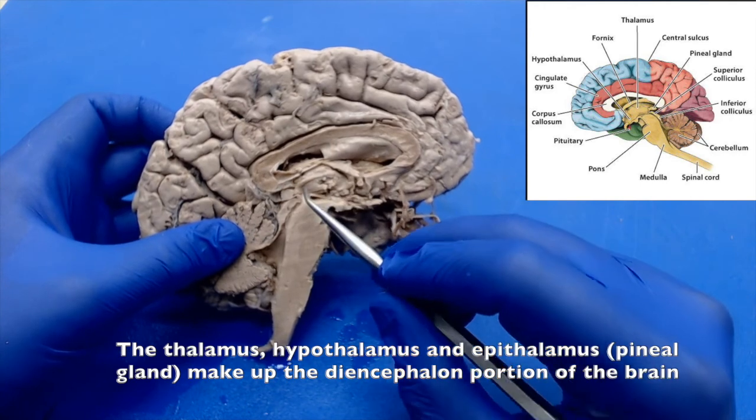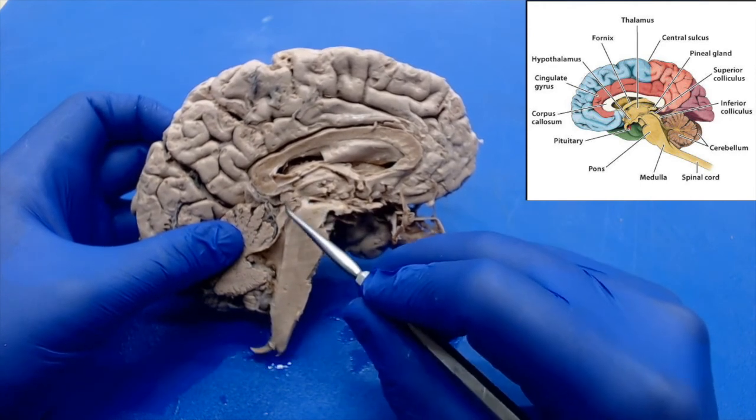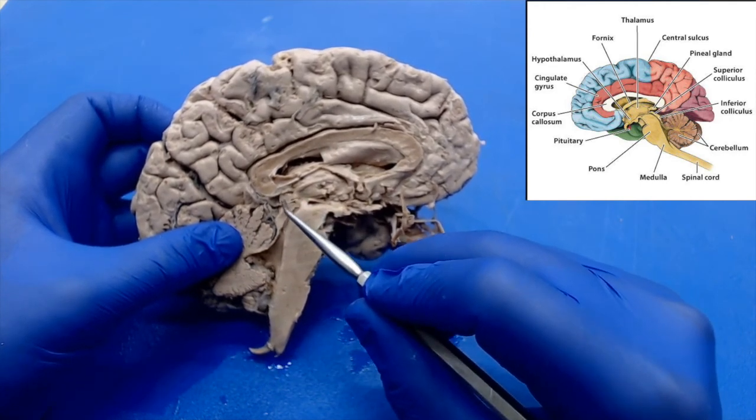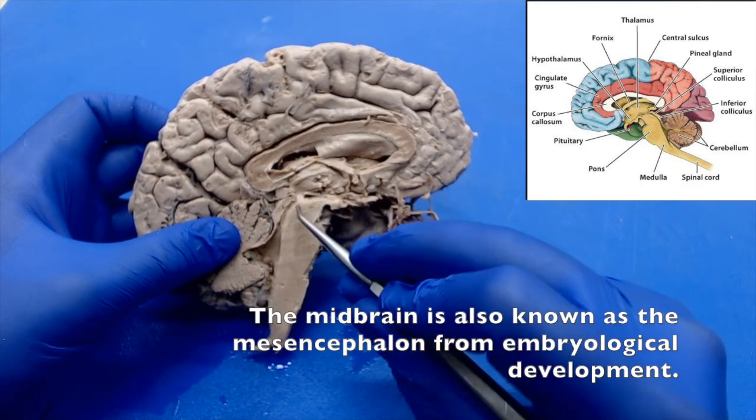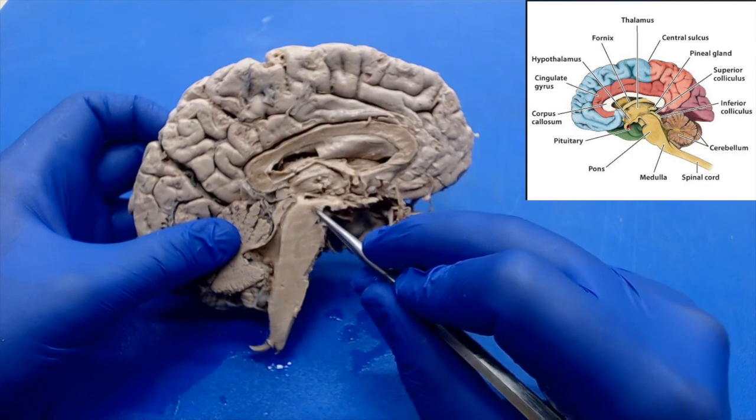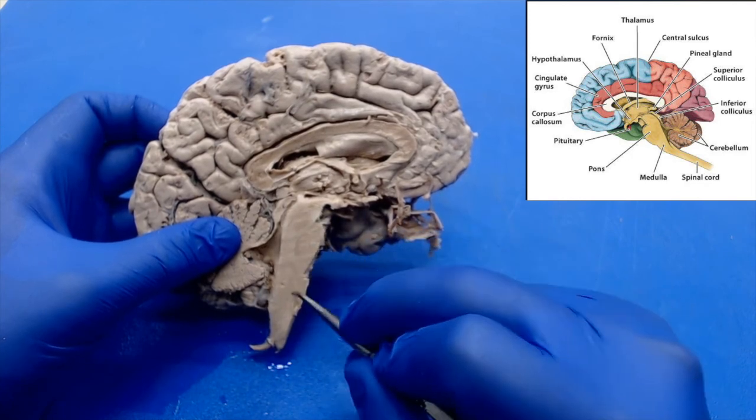In the back here, you should be able to see the pineal gland, the posterior aspect of your thalamus. We can get a better glance at our midbrain, the start of our brainstem. We see our pons structure here, followed by our medulla down here.